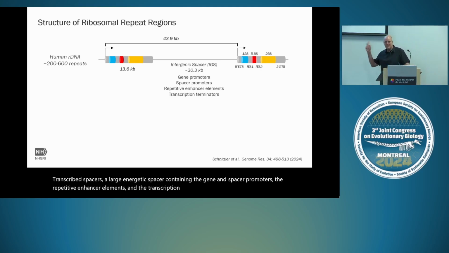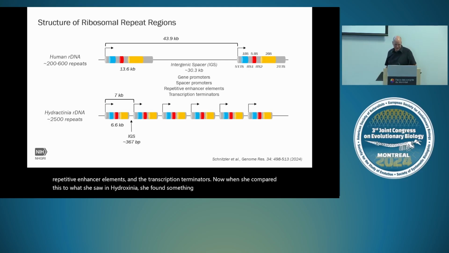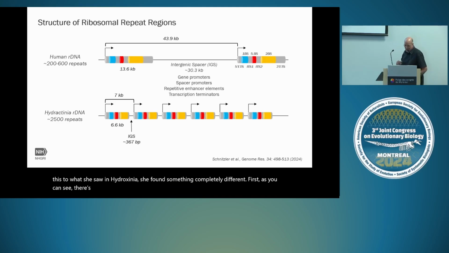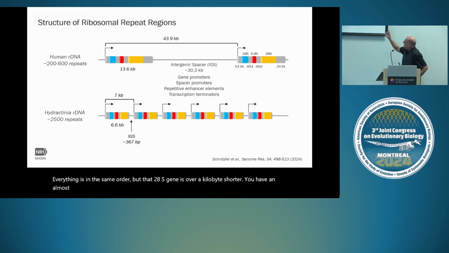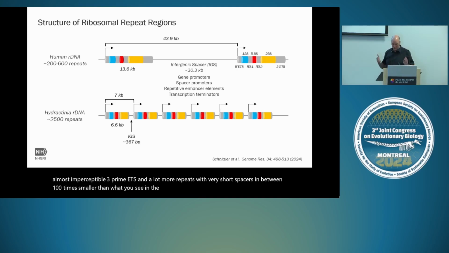Now, when she compared this to what she saw in Hydractinia, she found something completely different. First, as you can see, there's many, many more repeats in the Hydractinia genome. Within each one of those repeats, everything is in the same order, but that 28S gene is over a kilobase shorter. You have an almost imperceptible 3' ETS and a lot more repeats with very short spacers in between, 100 times smaller than what you see in the human genome. So this is both puzzling and intriguing at the same time.